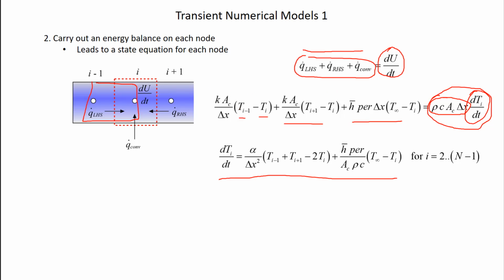And you know that because if I look to the right, I have i plus 1. If I look to the left, I have i minus 1. Just like in the steady state problems, I will have to go back and do node 1 and node n separately.